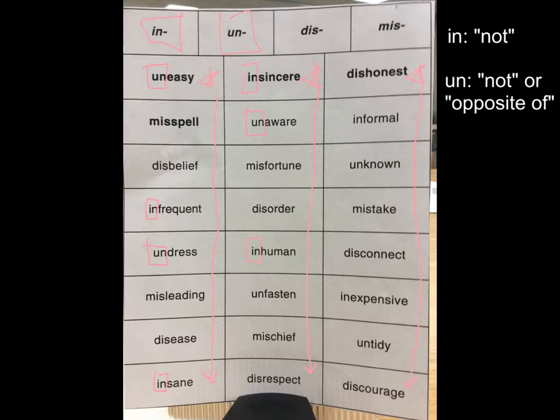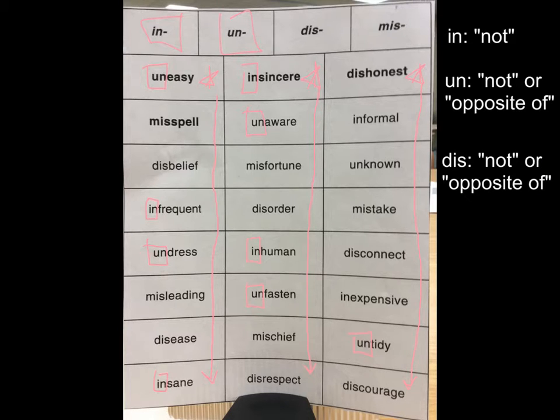Unaware, noticing what's going on around you. Unaware would mean you would not be noticing. Unfasten, fasten meaning that you're putting something together, like you're fastening your button. So unfasten would mean to not be fastening your button. And then you folks can find the rest of your un words. I did want to point out in our third column, tidy. Tidy, the base word means clean, so untidy would be not clean.